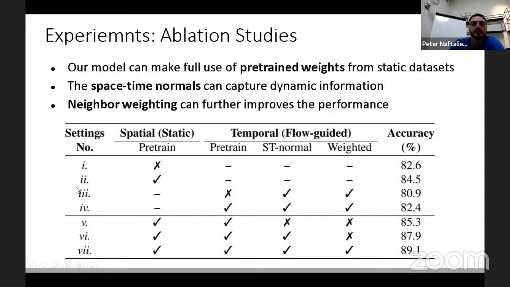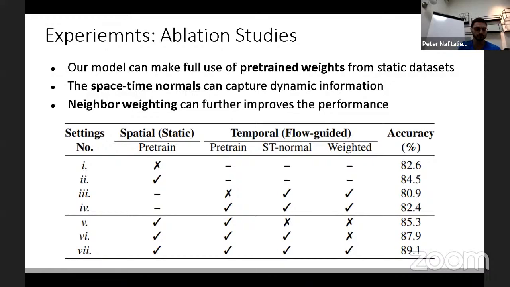Okay, this makes more sense now. The upper part is the case where we only use one stream, and on the lower part, we use both of the streams. But maybe we omit some modules in this calculation. Okay, this makes sense.